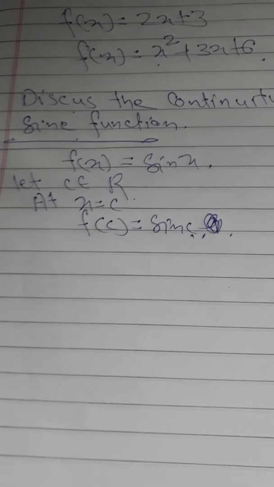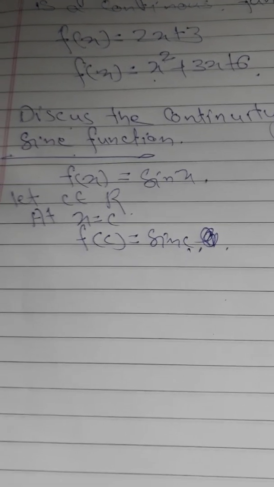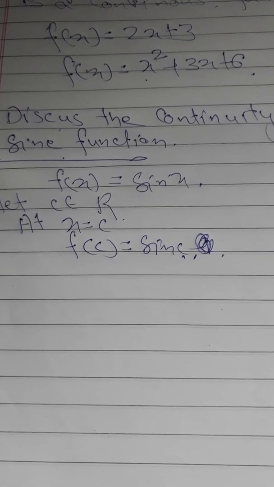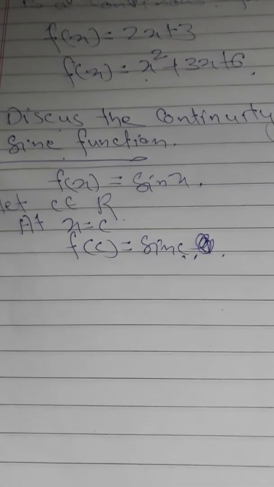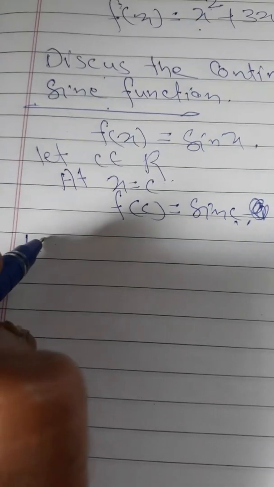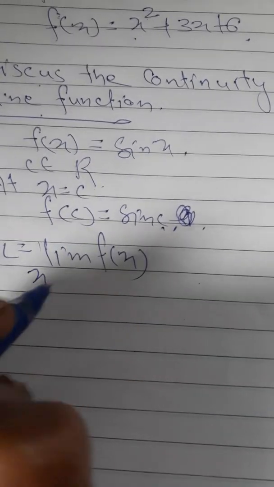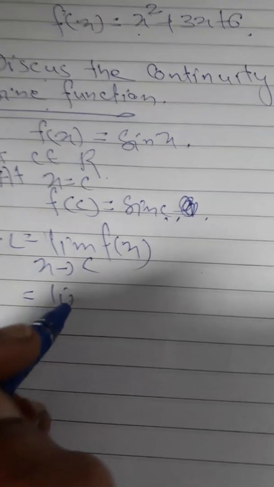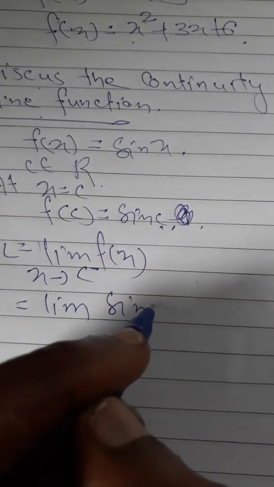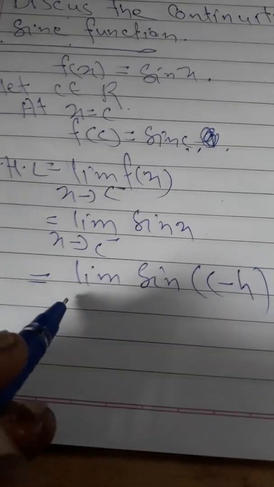Now we have to check the limit, and while applying the limit for this function, remember that you have to apply the LHL and RHL rule compulsorily here. Now LHL will be equal to limit of f of x as x tends to c minus, which is limit of sine x as x tends to c minus, which equals limit of sine of c minus h as h tends to 0.